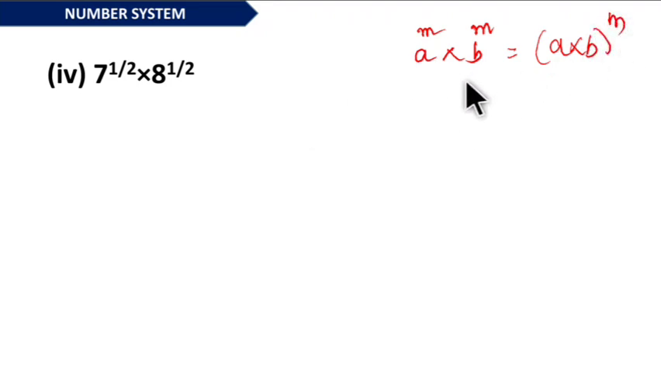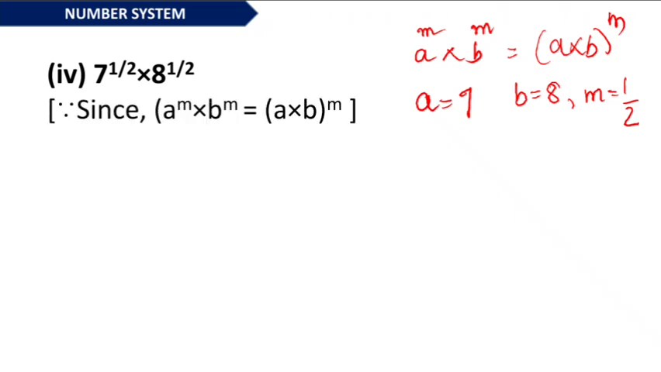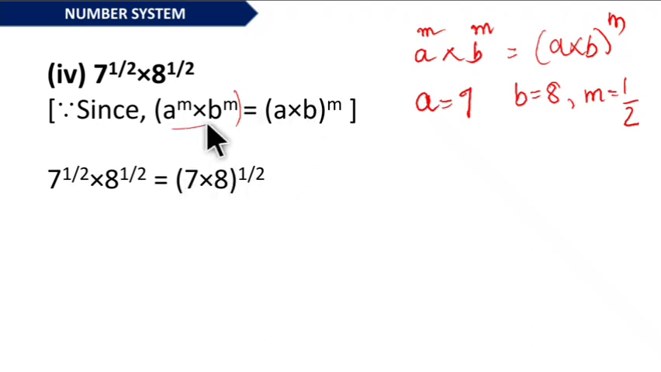So what do we have in the place of a? In the place of a we have 7, in the place of b we have 8, and in the place of m we have half. So using which law of exponent can we solve this? a to the power m into b to the power m is a into b whole to the power m. So when we simplify that, we get 7 into 8 whole to the power half. So this is similar to this one. On the left side we have 7 to the power half into 8 to the power half. The question is also similar to the left side of the law of exponent.